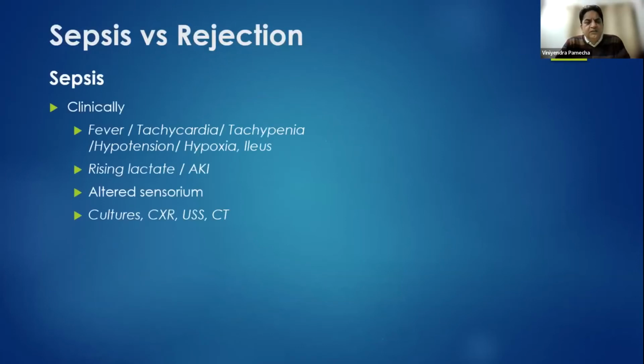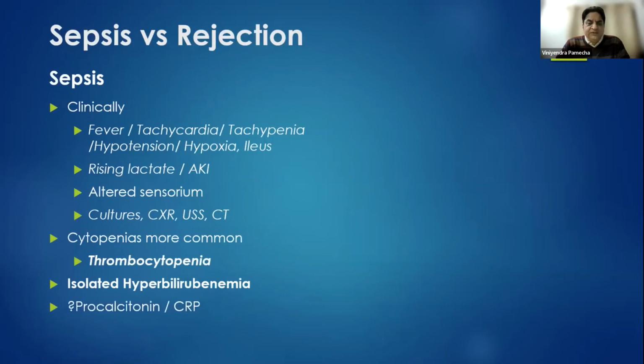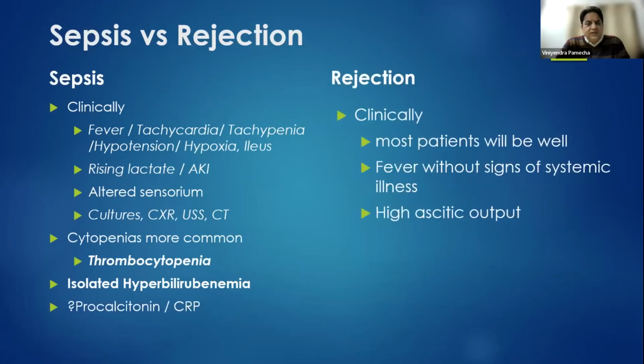Then it is sometimes actually difficult in the live donor setting to differentiate between sepsis and rejection. In sepsis, obviously, you will have signs of fever, tachycardia, tachypnea, rising lactate, altered sensorium. Again, thrombocytopenia and cytopenias are very common with sepsis. And in sepsis-induced cholestasis, it will be an isolated hyperbilirubinemia. The rest of the things will be okay, but the bilirubin will go very high.